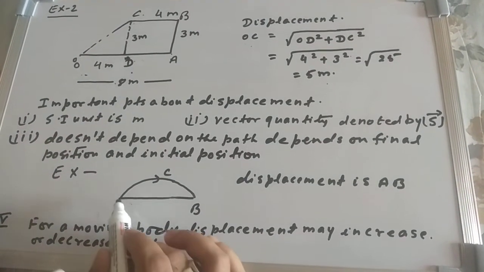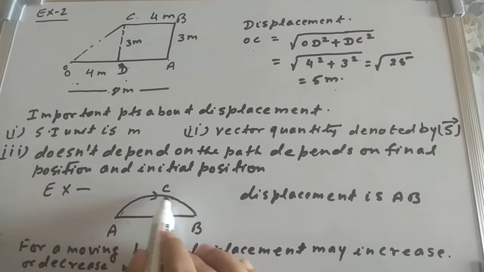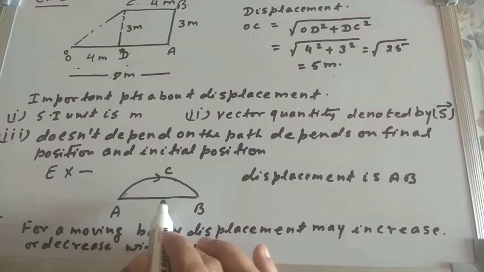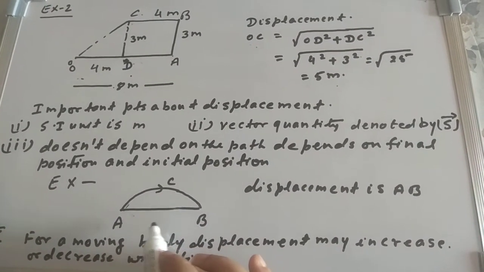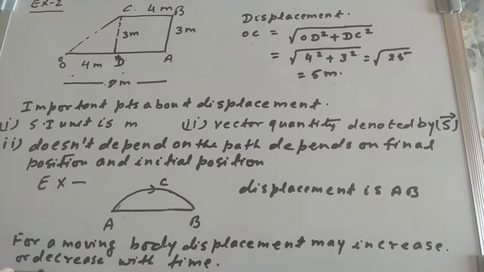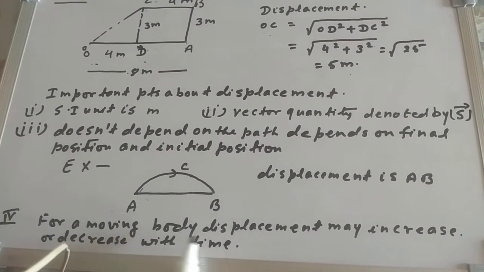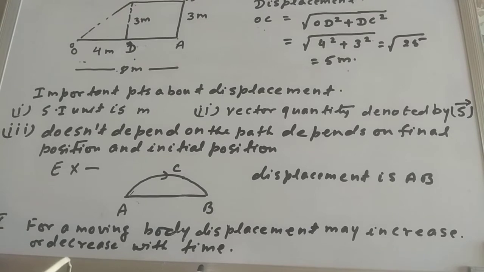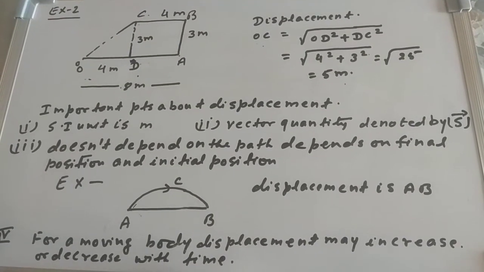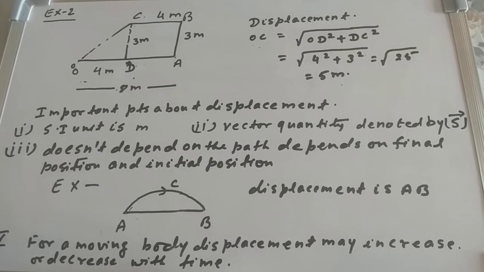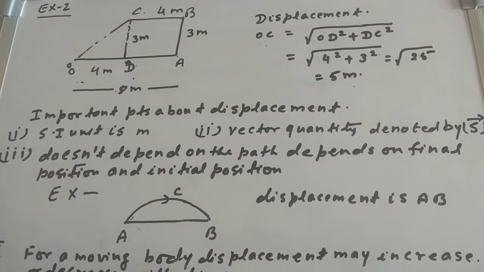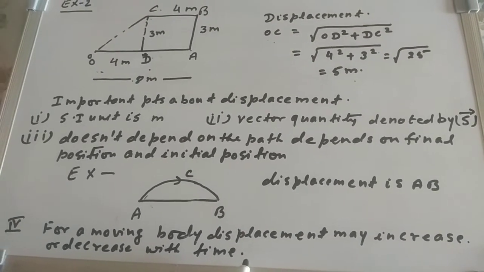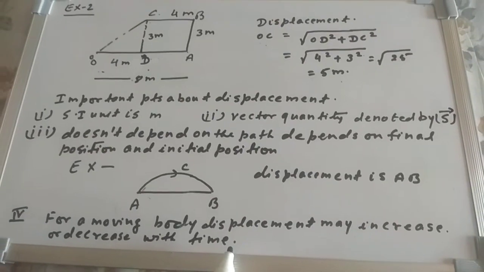For example, a person moves on a path ACB from A to B. Now the displacement is AB because it is the shortest path between the initial and final position. Next point is for a moving body, displacement may increase or decrease with time. Suppose a body is moving in a straight line in the same direction, time increases, displacement also increases. But if the same body returns on the same path after moving a certain distance, the displacement decreases. So it may increase or decrease with time.